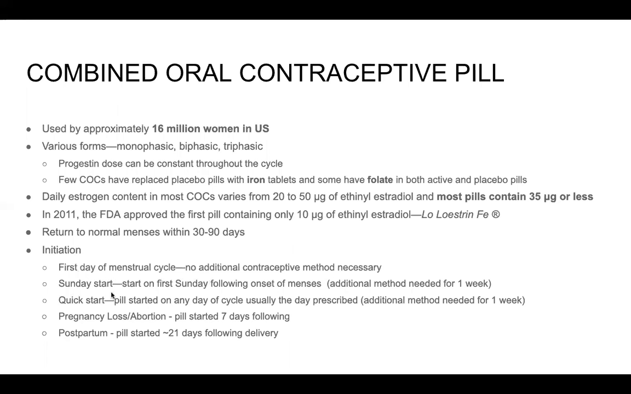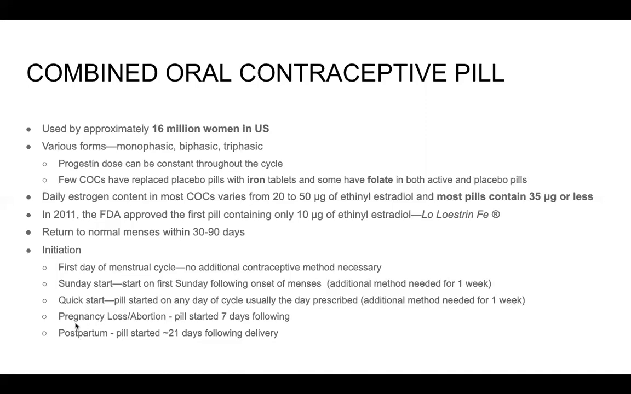You can have a Sunday start, which is the first Sunday following the onset of menses. But the caveat for that is that you need to have an additional method, whether barrier method or just refraining from intercourse for a week after starting for additional contraceptive protection. Quick start is starting at any day of the cycle. And again, another method will be used for a week.